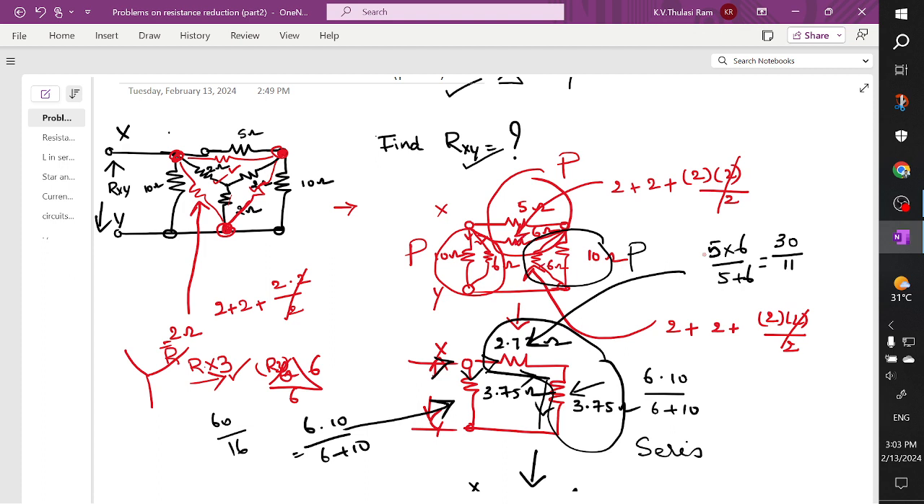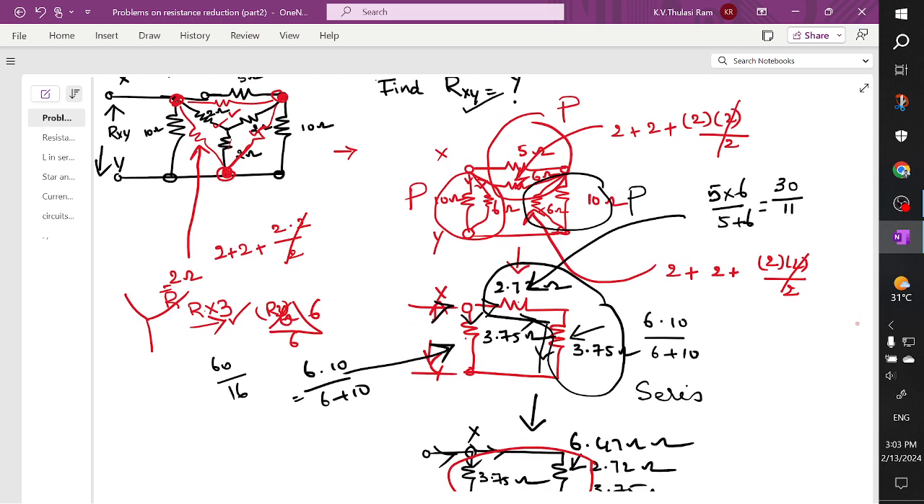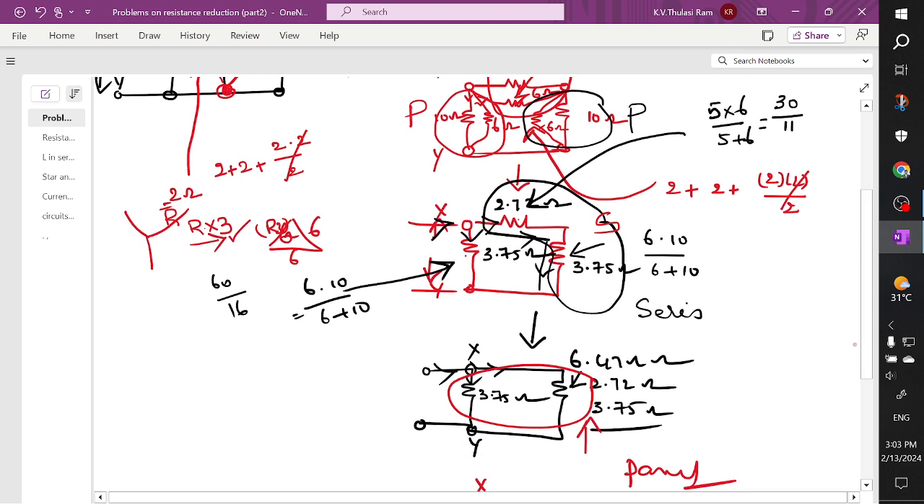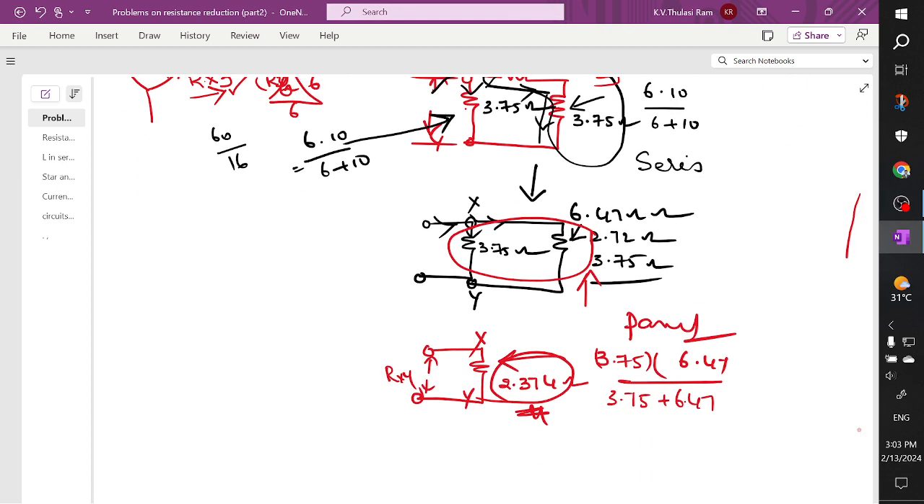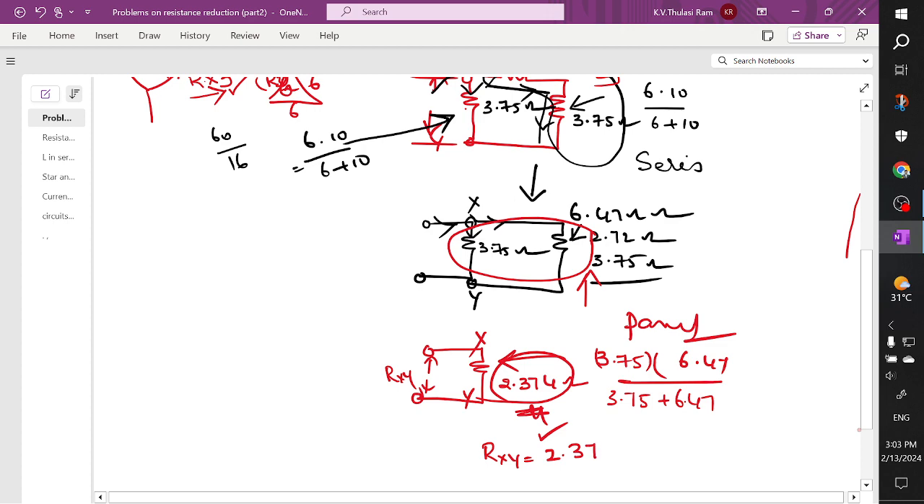Now these two branches are in parallel, these two are in parallel, these two are in parallel. So therefore you are going to get this resistor 1, 2, 3. And after seeing this connection, you can see these two are once again connected in which connection? Series connection. After that you draw a single resistor, and again you can see these two are once again connected in parallel connection. So the resultant value asked in the question, the value of Rxy, is equal to 2.374 ohm.